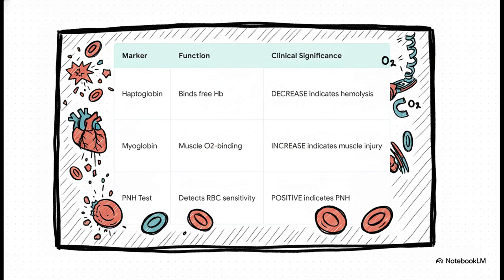First, haptoglobin. Its job is to clean up any free hemoglobin that gets released when red cells burst. So if haptoglobin levels are low, it's a huge clue that hemolysis is happening. Then there's myoglobin, which is released from damaged muscle, making it a key early marker for a heart attack. And finally, the PNH test, which directly checks to see if a patient's red cells have a defect that makes them super fragile and likely to break apart.